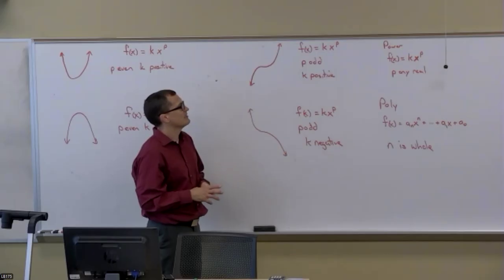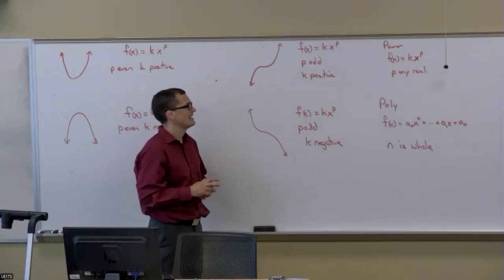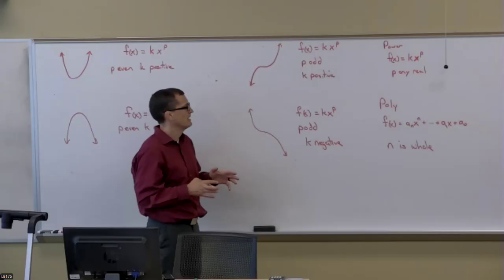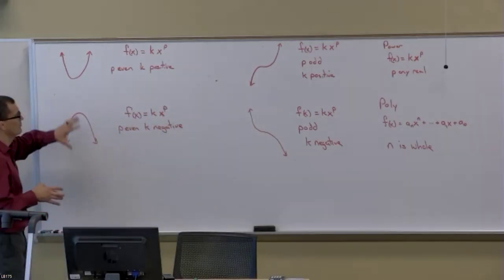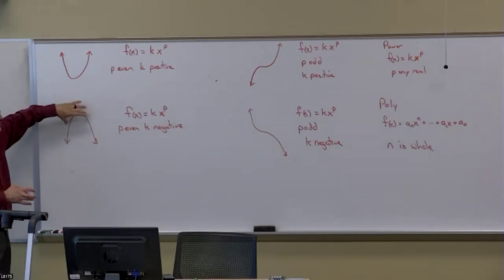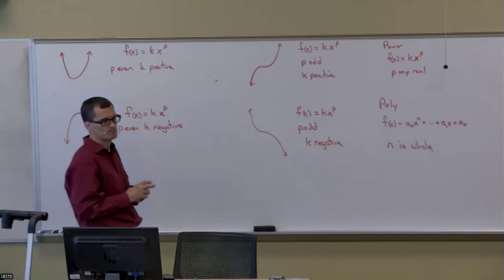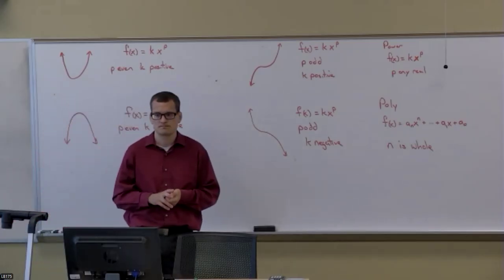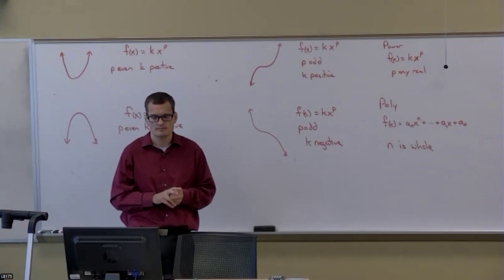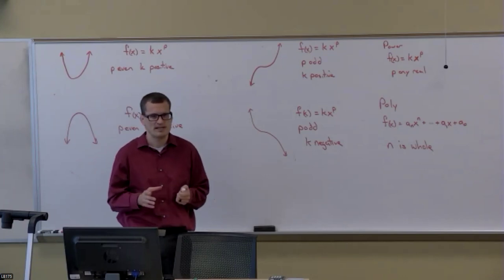So anything that looks like K times x to a whole number power is essentially going to look like one of these graphs. Although again, this could be steeper or less steep depending on the values of K and P. Questions about that?